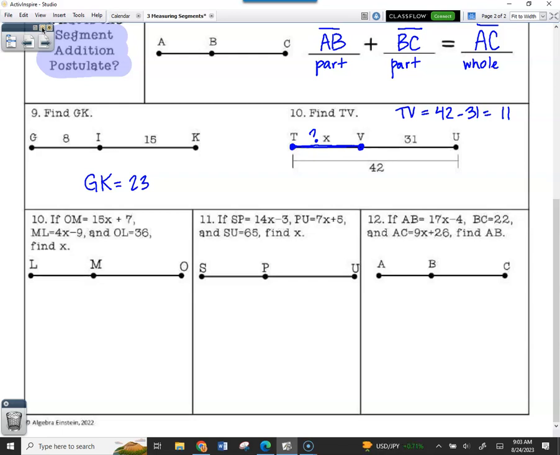Okay, you should have labeled O to M. O to M is 15x plus 7. Then you should have labeled M to L is 4x minus 9. And then O to L, since that's the whole thing, it helps to draw this little bar. The whole thing's 36. Then the question just says, what's x? Which means set up an equation and solve. Where's our equation coming from? Part plus part equals whole. That's where your equation's coming from. So set it up. We've got 4x minus 9 plus 15x plus 7 equals 36. Set that up, solve it.